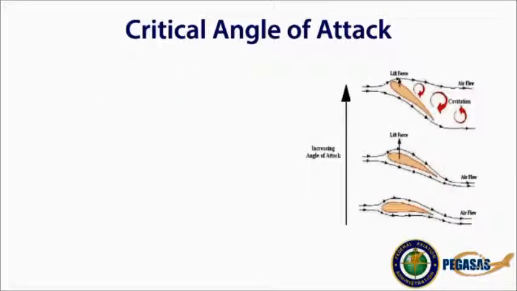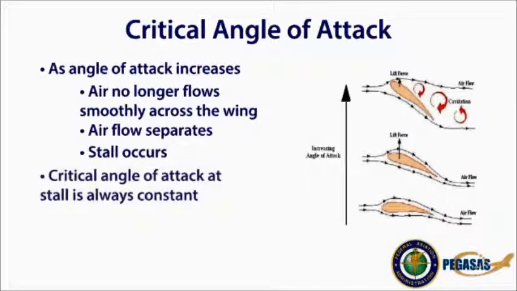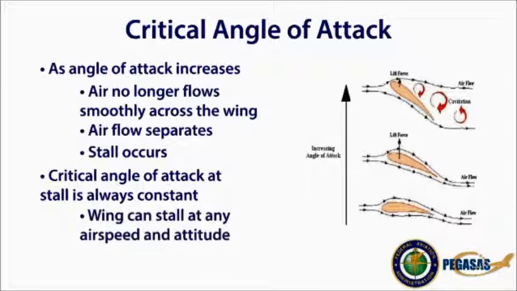The critical angle of attack is the point at which, as the angle of attack increases, air will no longer flow smoothly over the wing. When this happens, the airflow separates from the surface of the wing, resulting in a stall. The critical angle of attack, or the angle at which the stall occurs, is always constant for a given airfoil in a given configuration. Since the stalling point is only affected by the angle of attack, it is important to note that the wing can stall at any airspeed and any attitude.